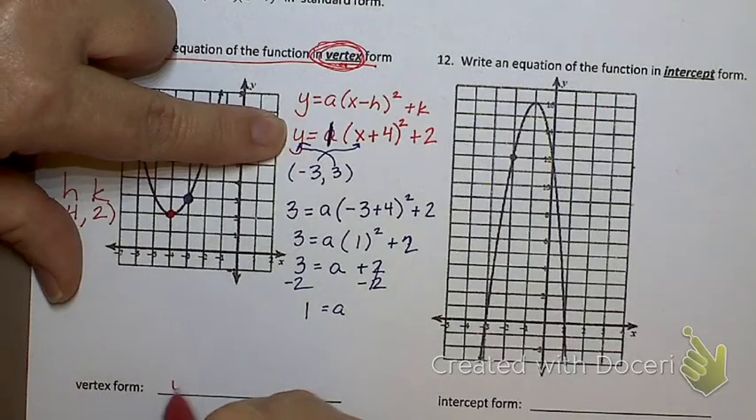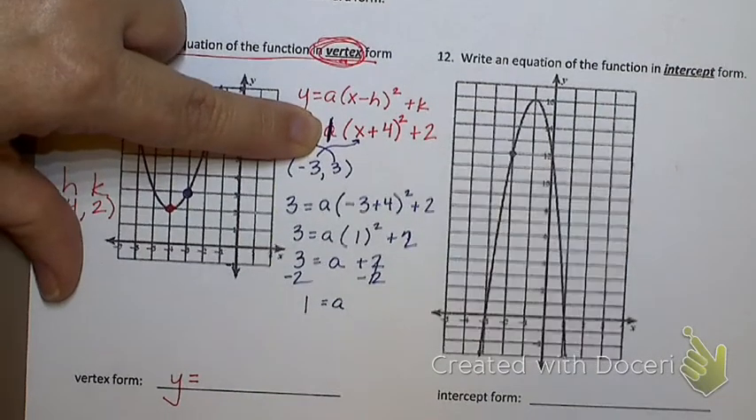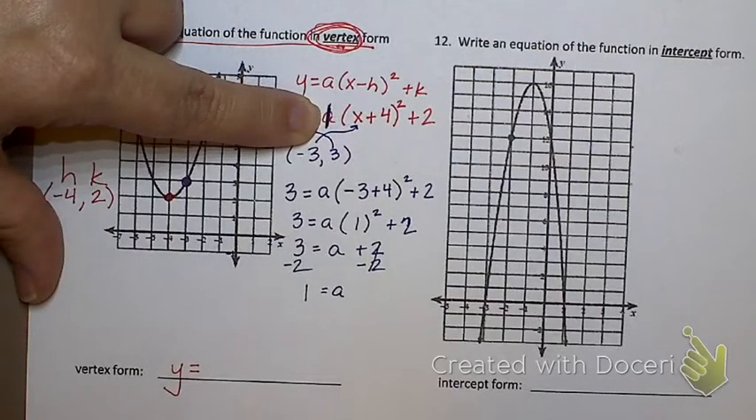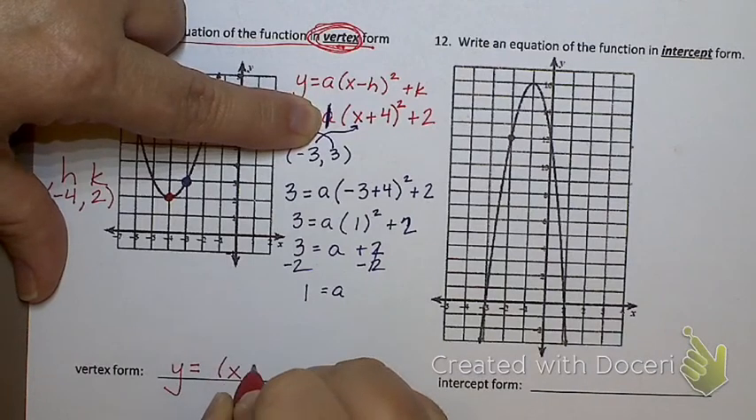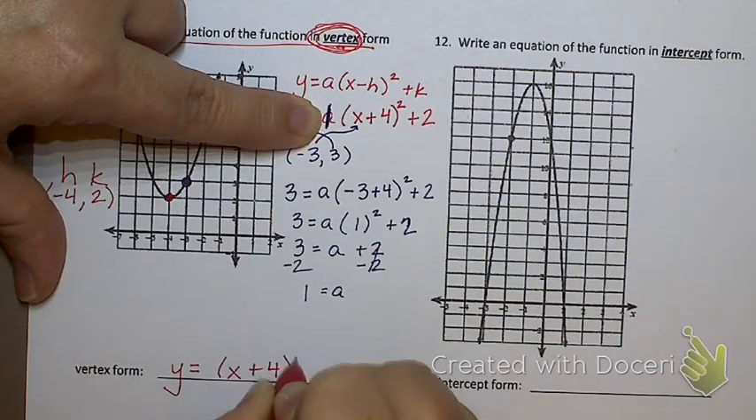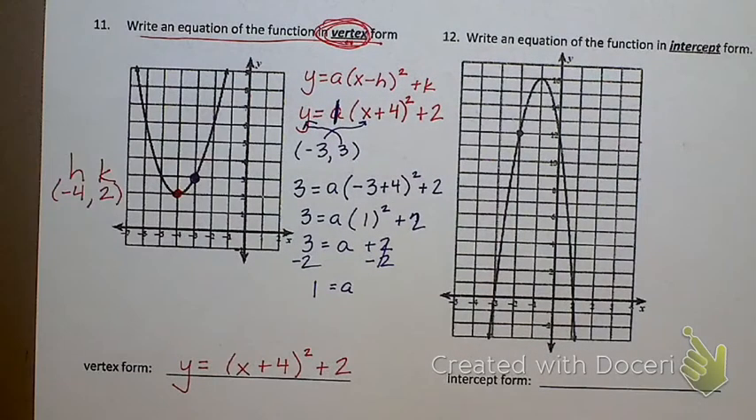My vertex form is y equals, now, you can write that 1 or you don't have to. If it was a negative, you would absolutely have to write it. But a plain old 1, we don't have to write, but it's not wrong if you do. Parentheses x plus 4 squared plus 2. There's my equation. Easy peasy lemon squeezy.